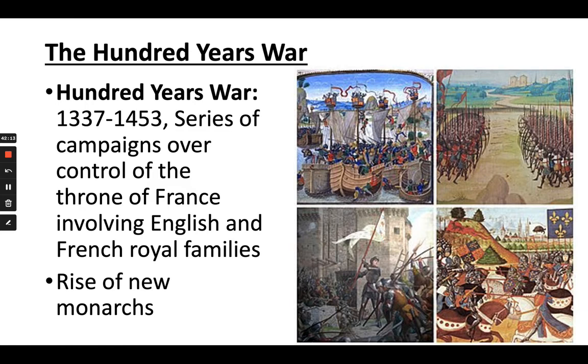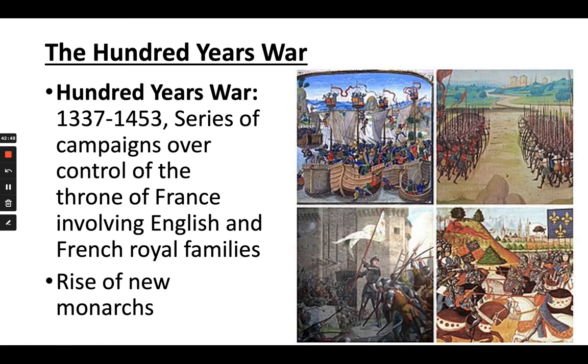But in general, out of all of this ongoing conflict between France and England, you start to see the emergence of new monarchies, of centralized states with fixed national boundaries and stronger institutions. So if you're constantly at war, you need to maintain a large army. Okay, how do you pay for a large army? You start to increase taxes on nobility, and you start to increase taxes on merchants.